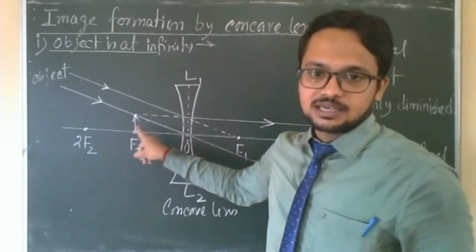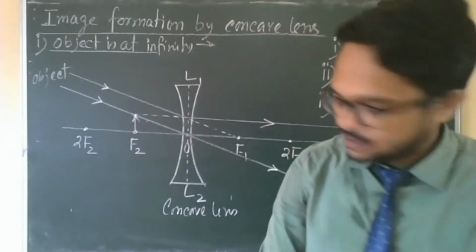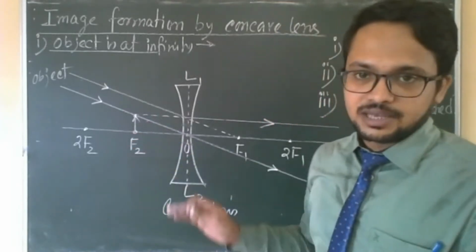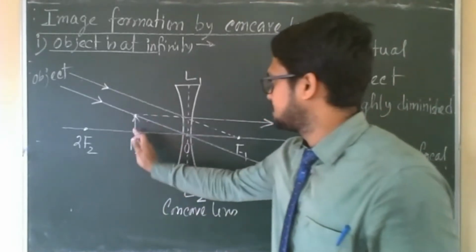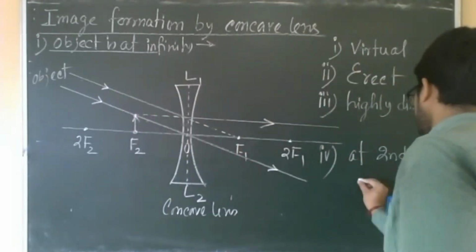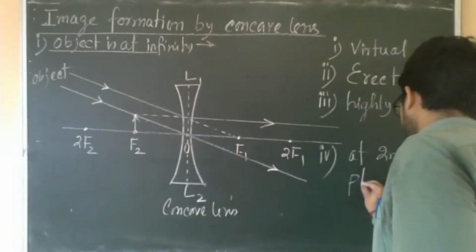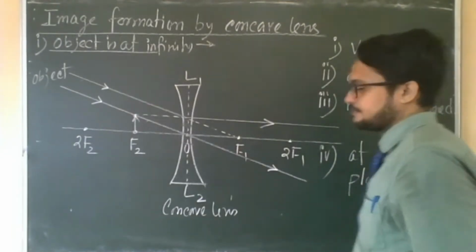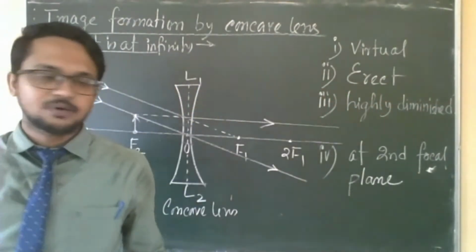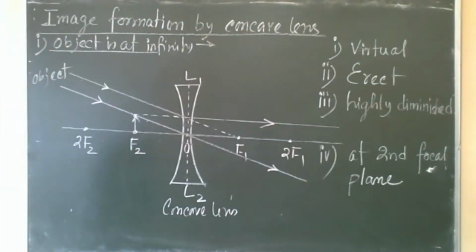All the points are not meeting at focus when we extrapolate the rays. The image is forming at the focal plane, the second focal plane. Okay, so these are the properties.